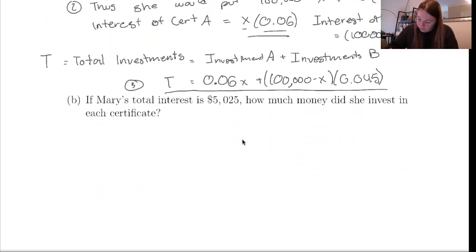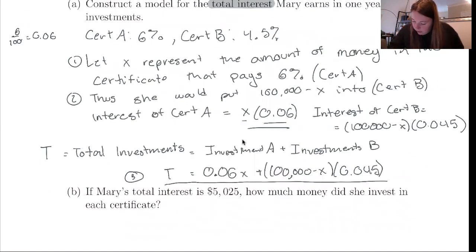So that's our model. I called them Cert A and Cert B, 6% and 4.5% respectively. I just did that to save time on writing. Then we chose X to represent the amount that goes into the 6% certificate A. That implies that since I have $100,000, 100,000 minus X is going to go into the other account. Then I find the interest for each certificate, and then I want the total interest, so I'm going to add them together. And that's how we made our model.